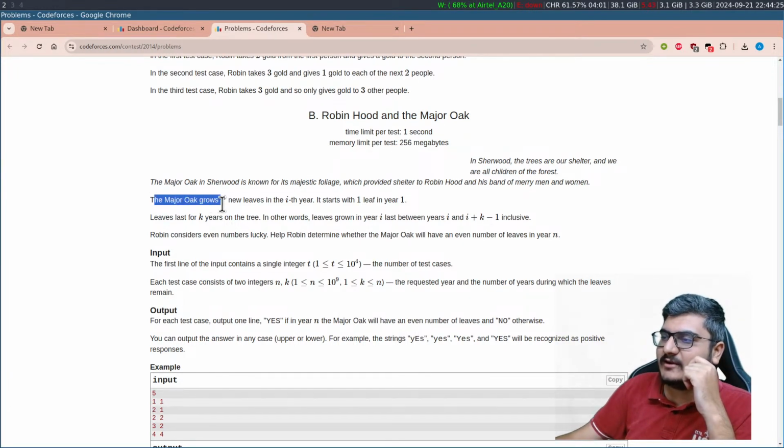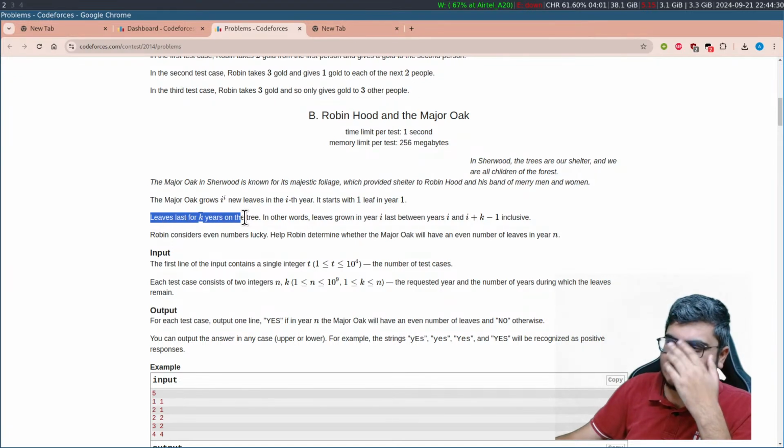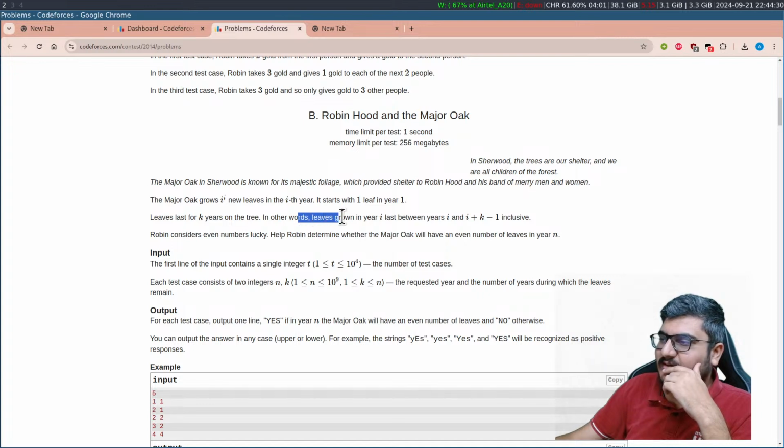Major Oak grows i to the power i new leaves in the ith year. He starts with one leaf in year 1. A leaf lasts for k years on the tree. In other words, leaves grown in year i last between year i and i plus k minus 1 inclusive. Robin considers even numbers lucky. Help Robin determine whether Major Oak will have an even number of leaves in year n.